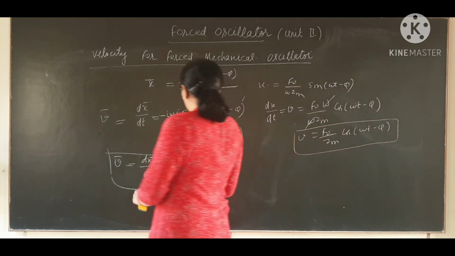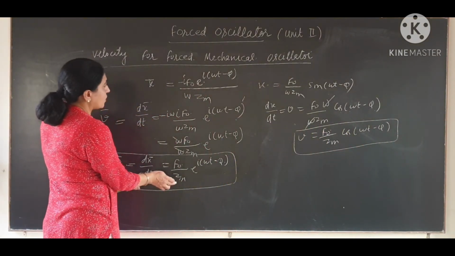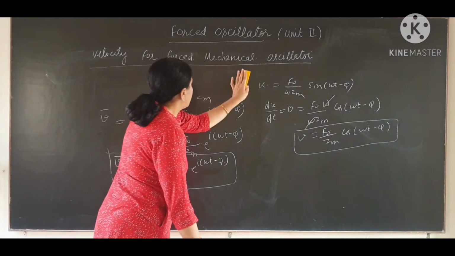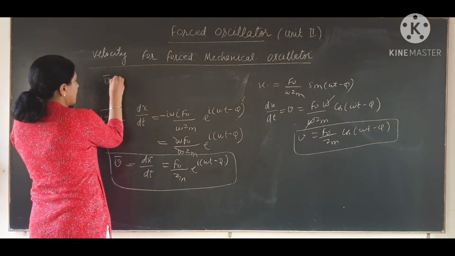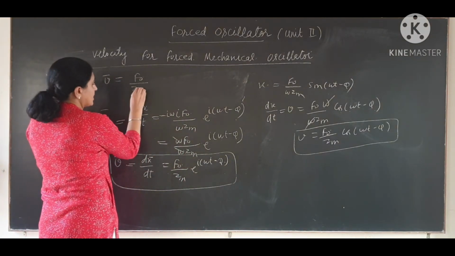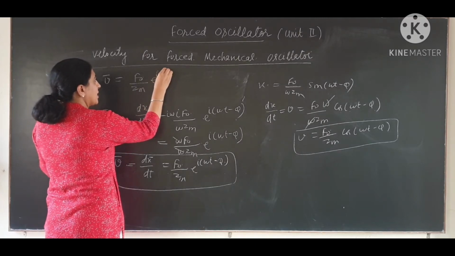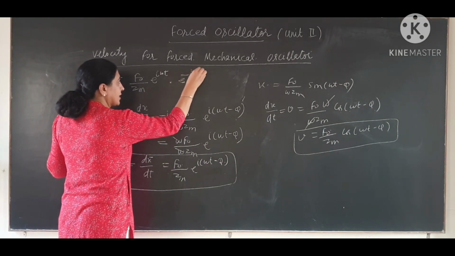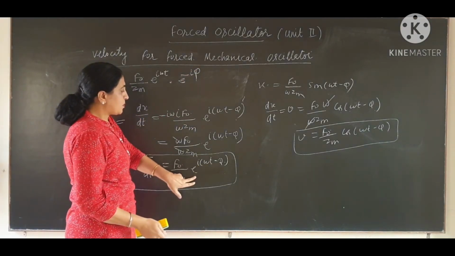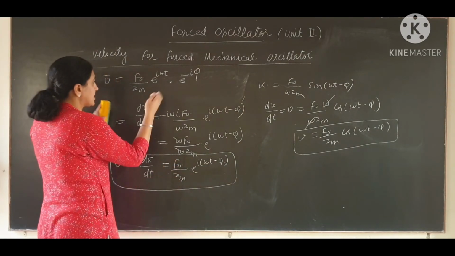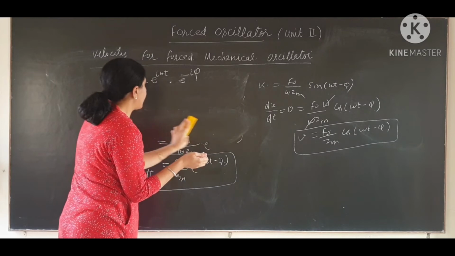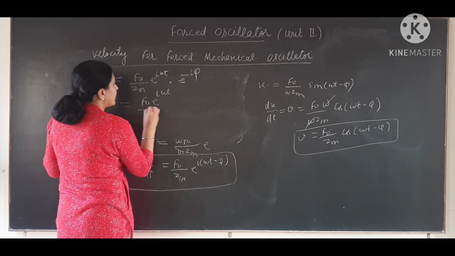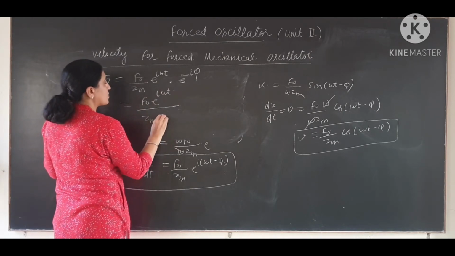Then you can also simplify this. How can you simplify this? Velocity is equal to F naught over Zm e raised to power iota omega t, e raised to power minus iota phi. I separate these. When I separate these, can I write it like this? F naught e raised to power iota omega t divided by Zm e raised to power iota phi.